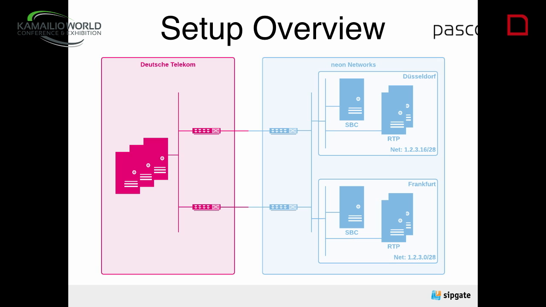Okay, let's start. This is the basic setup overview of how our interconnect looks like. On the left side, you see the telecom part, and the only interesting thing about that is that we have 3 session border controllers on their side that we are talking to. And then we have 2 direct interconnects between them and us, and direct interconnect means that you have to find a data center where you and your telecom is located.